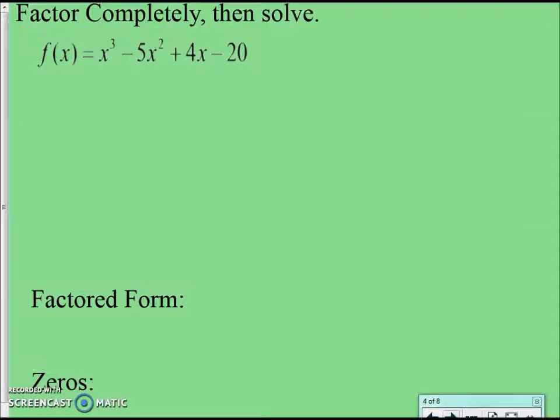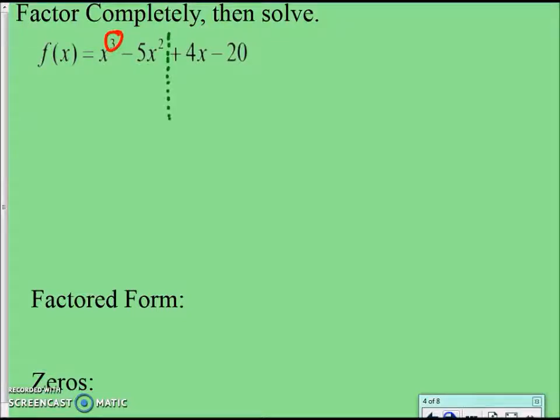Our next example here. X cubed minus 5x squared plus 4x minus 20. Same scenario. I have a polynomial, and I'm going to factor it, find out the number of zeros I'm going to have. And I should have, by the way, 3 zeros because it's x cubed. So let's go ahead and start factoring it. We'll break it into different groups.